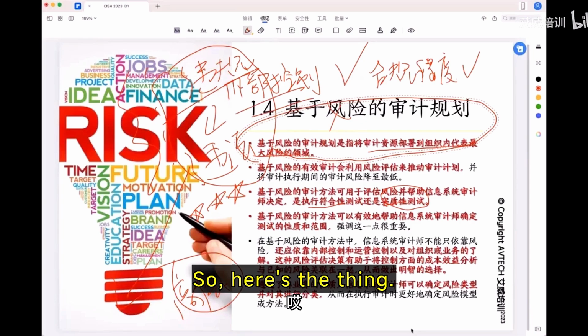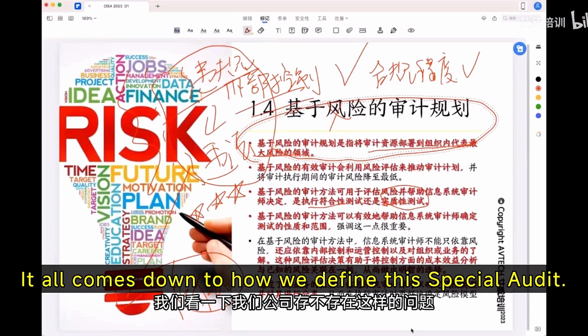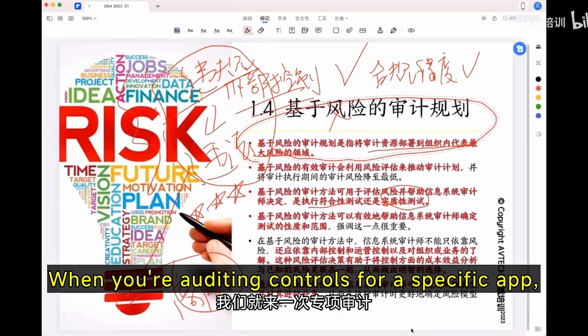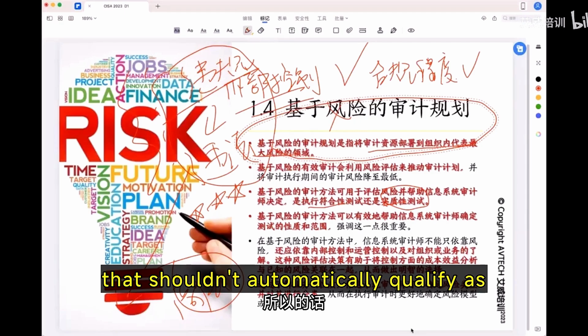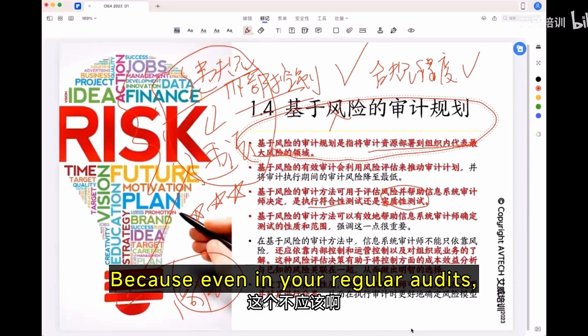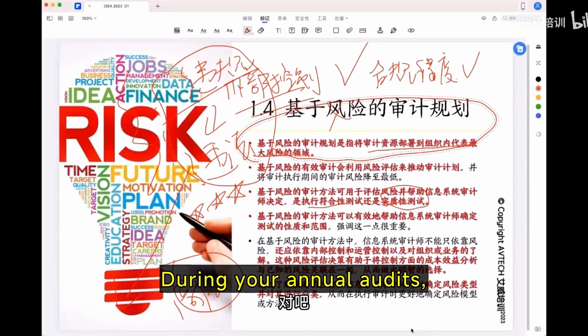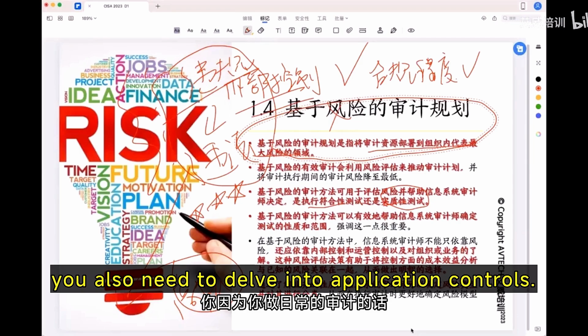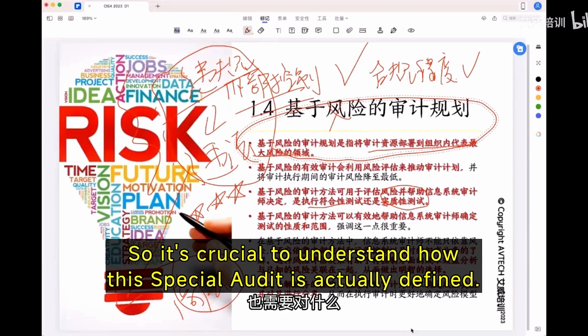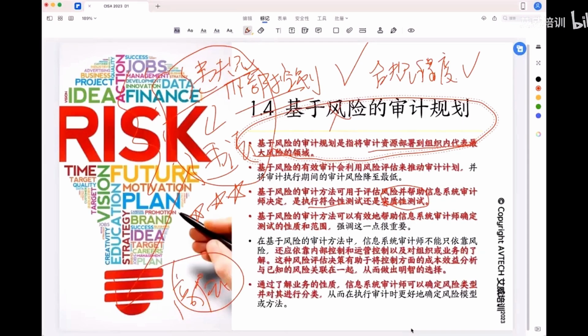So here's the thing. It all comes down to how we define this special audit. When you're auditing controls for a specific app, that shouldn't automatically qualify as a special audit, right? Because even in your regular audits, you need to look at various things. During your annual audits, you also need to delve into application controls. So it's crucial to understand how this special audit is actually defined.